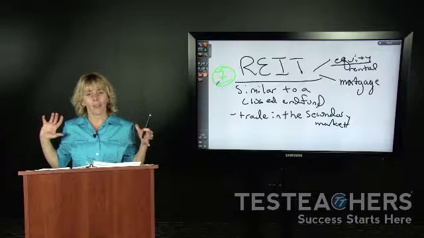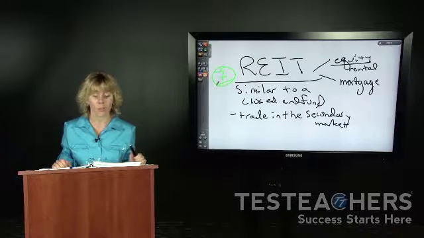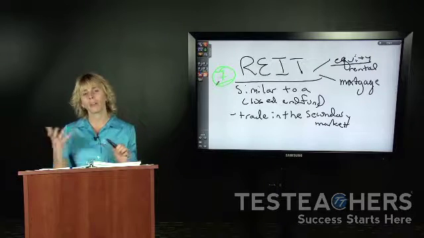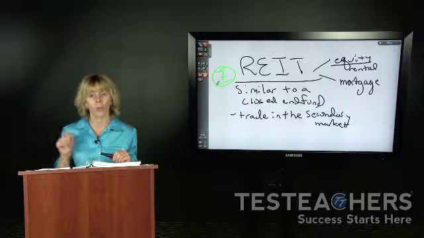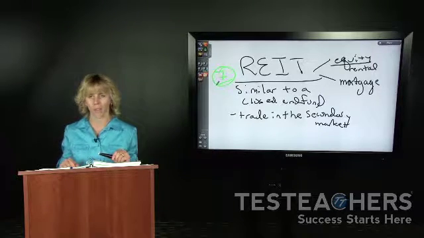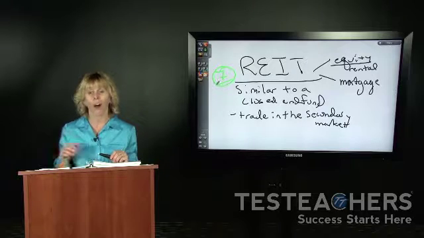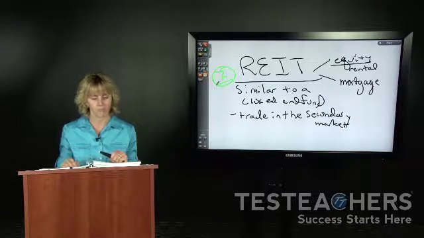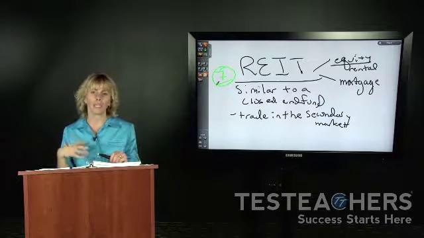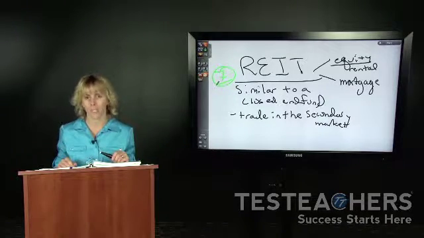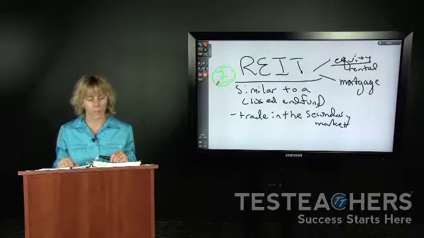The REIT must have at least 75% of its assets in the portfolio invested in real estate and must distribute, under the Internal Revenue Code Subchapter M conduit theory that we just reviewed, a minimum of 90% of their net investment income to the shareholders to avoid taxation on their net investment income. A REIT would fall into the marketability category of something like a closed-end fund. So they are liquid, they do trade in the secondary market.